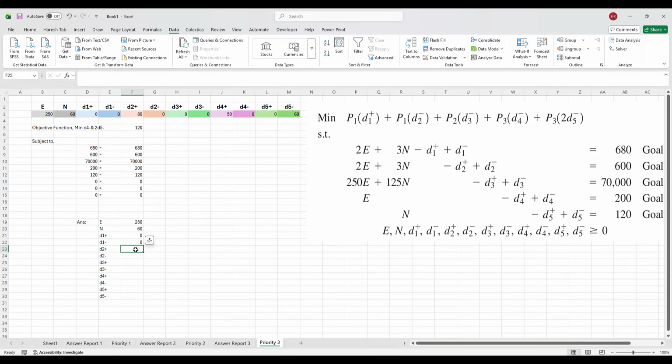D1 minus 0, D2 plus 80, okay, D2 minus is 0, D3 plus is 0, D3 minus is 0, D4 plus is 50, okay, D4 minus is 0, D5 plus is 0, and D5 minus is 60. So what are the findings here? If you just take this, this is my final answer, right?